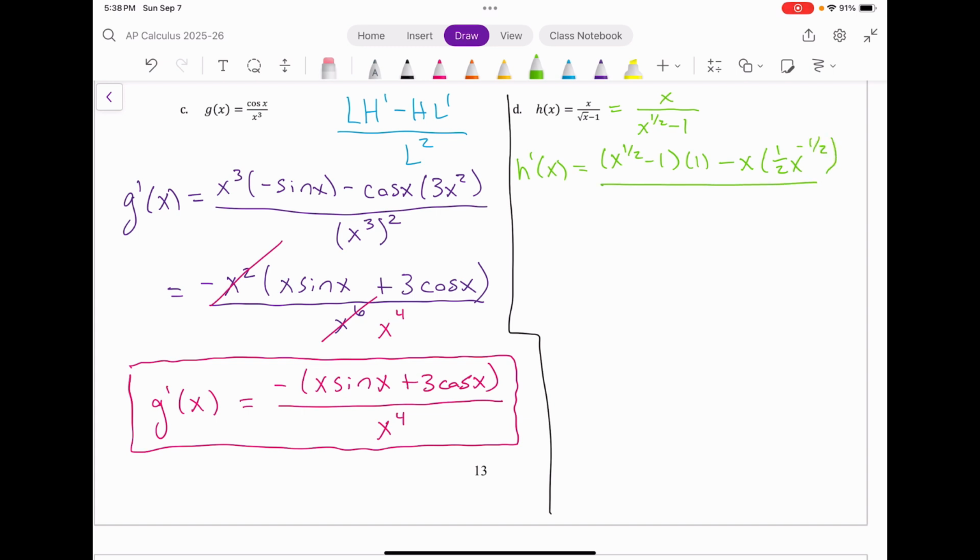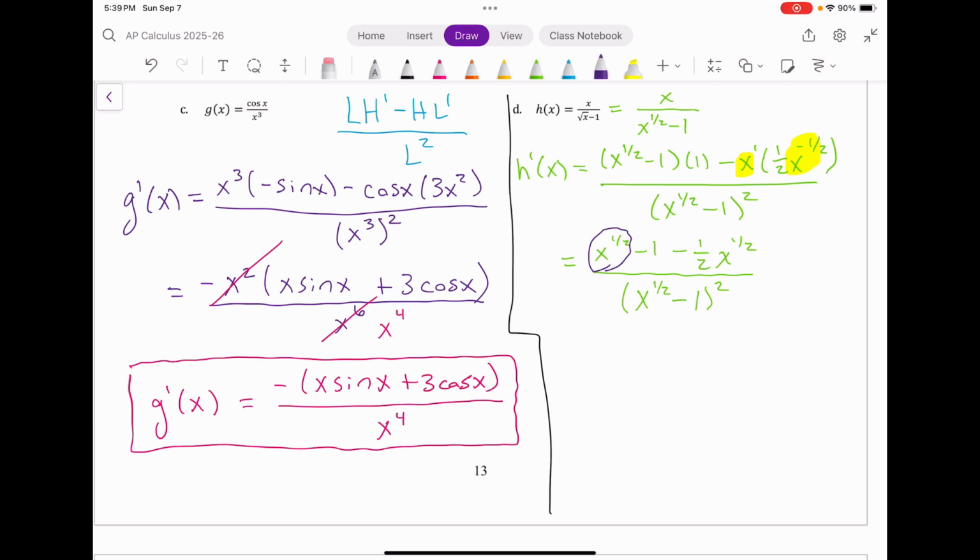Right, all over the low function squared. Okay, so we get x to the 1/2 minus 1 minus 1/2 x to the 1/2, right? Because you have a common base here, so you add the exponents, right? 1 plus negative 1/2 is 1/2, all over the same denominator.